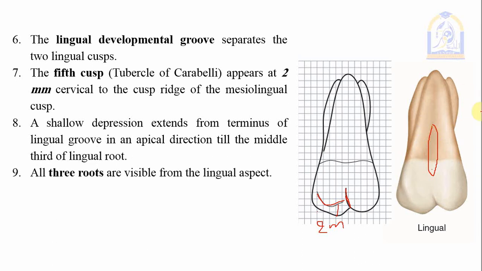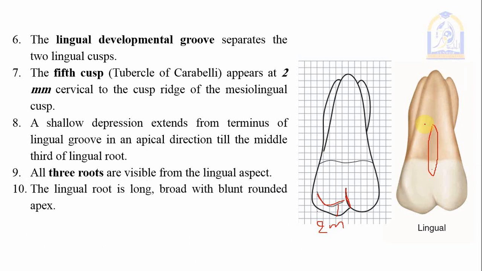The three roots are visible from this aspect. This is the lingual, and this is the mesiobuccal, and this is the distobuccal. The lingual root is the longest, and it's broad mesiodistally from this aspect, and ends in a round and blunt apex.